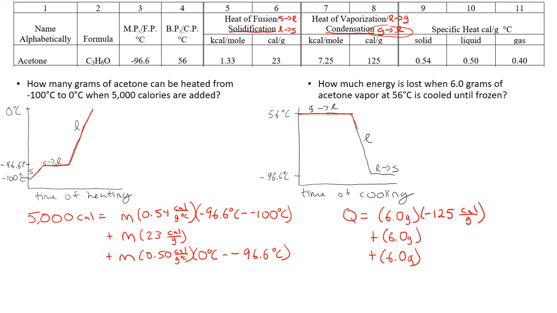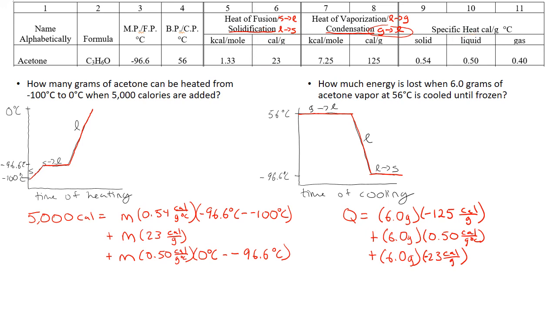This segment, we have liquid. Liquid's the first word at the top of this column. It's the only one there. So when I put that 0.50 calories per gram degree Celsius, I'm just going to leave it positive. And then here I go liquid to solid. That's solidification. Again, that's the second word, so I'm going to put a negative on that 23 calories per gram.